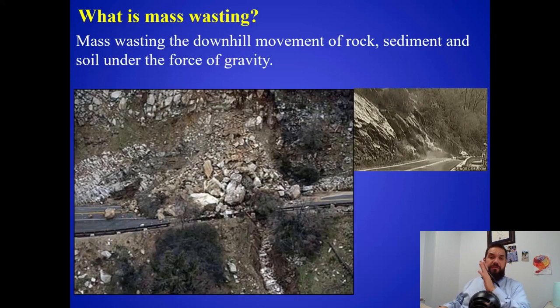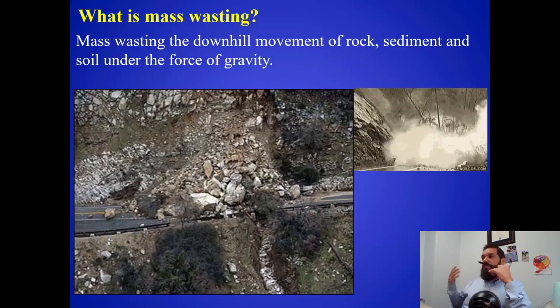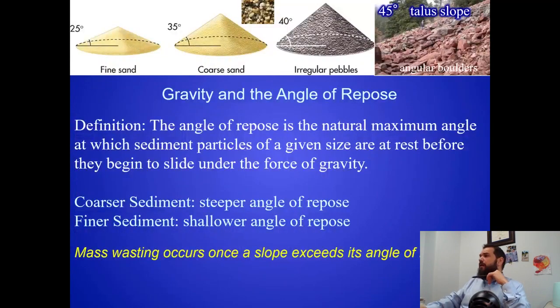And it could be something really dramatic, like what you see in the slide right there with this tremendous landslide, right? Or it could be something that's actually pretty slow. But at the end of the day, it's just the downhill movement of soil particles and sediment, all this under the force of gravity. Okay. One big concept that comes up with mass wasting is this other concept of the angle of repose.